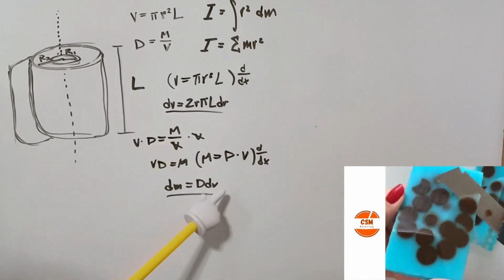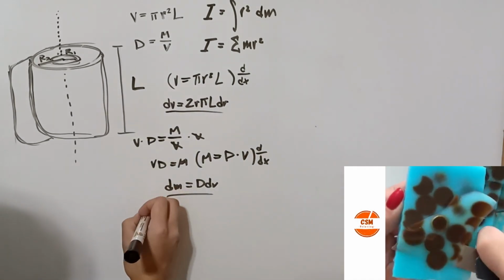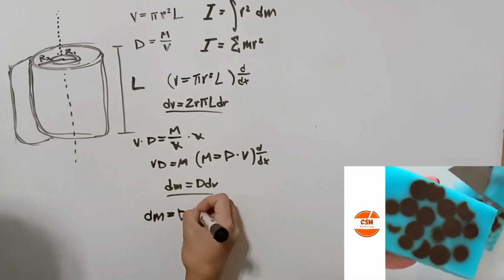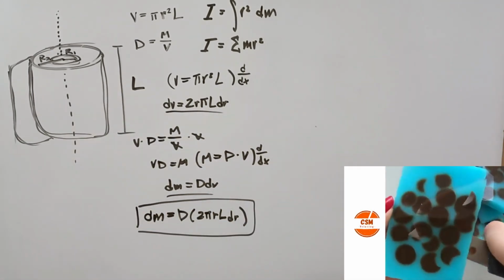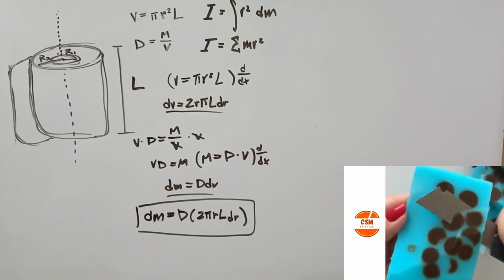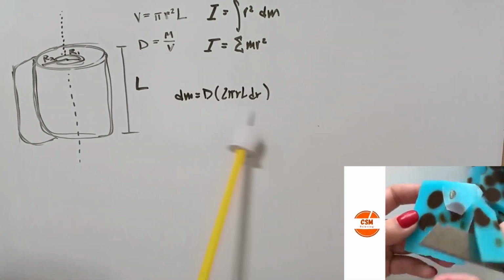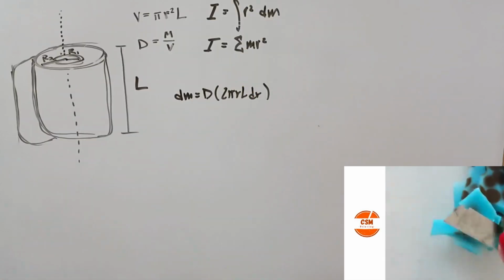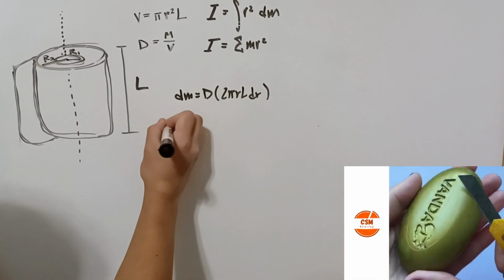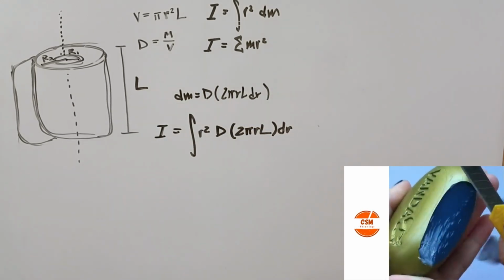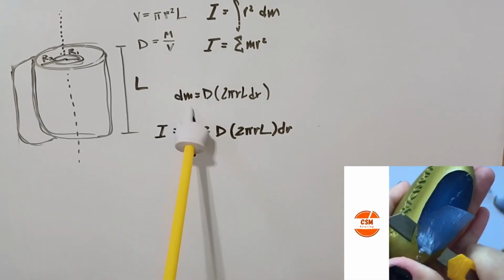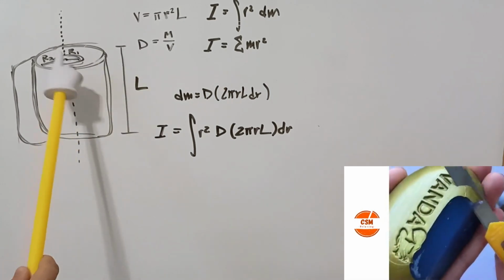If you notice, dV is the derivative of volume, which is what we solved for earlier. We can sub this in for our dm equation, which is going to give us dm is equal to rho times 2 pi r L dr. With what we have now, we can plug it into our moment of inertia formula, which is the integral of r squared with respect to dm. If you sub in dm, you get the moment of inertia is equal to the integral of r squared times rho times 2 pi r L dr.